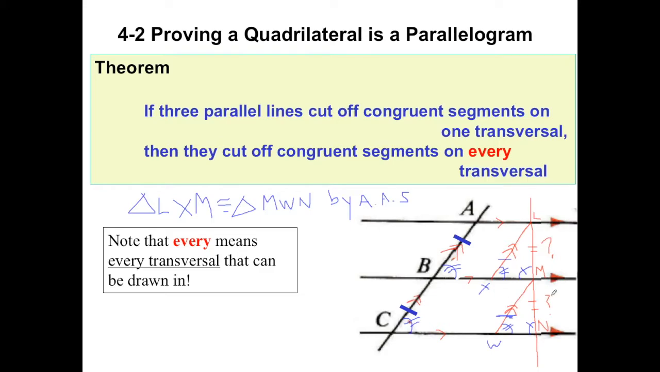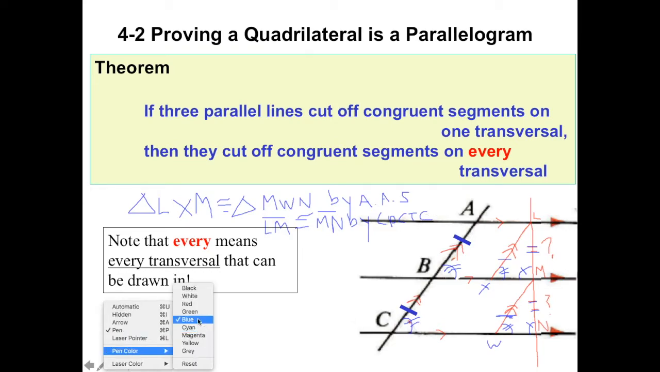But that wasn't my goal, right? My goal wasn't to get 2 triangles congruent. My goal was this, to get LM congruent to MN. And remember, I just drew this transversal in randomly, and we get LM congruent to MN by CPCTC. We know that those 2 segments are congruent to one another.